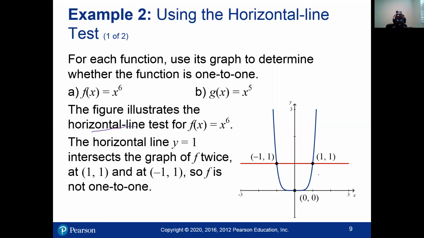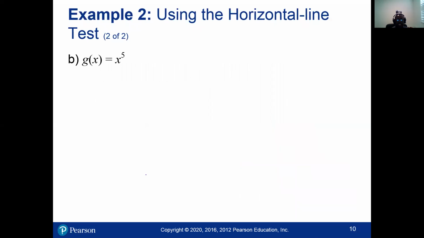What it's saying is that the input 1 has the same output as the input -1. So that is not a one-to-one function. Okay, let's look at the second one.